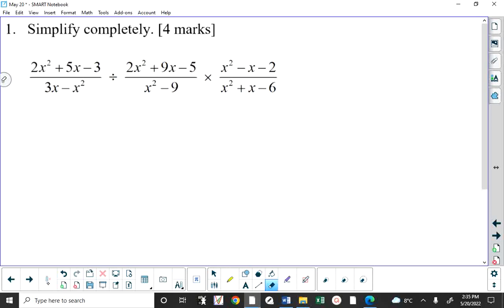All right, hello everyone. Here are the solutions to the quiz that you wrote Thursday morning. Number one asks you to simplify this expression completely, and it's actually three rational expressions.